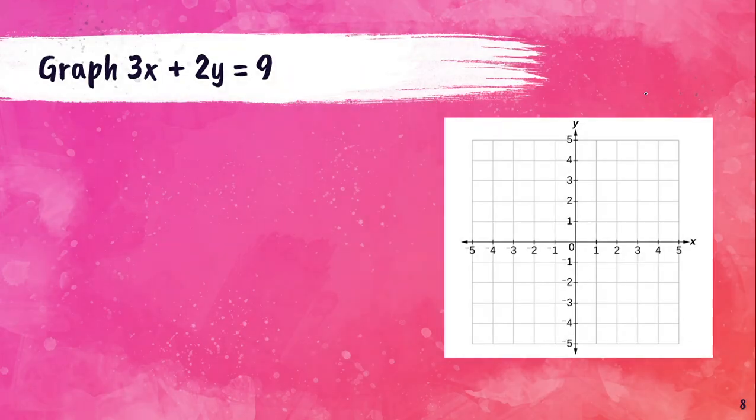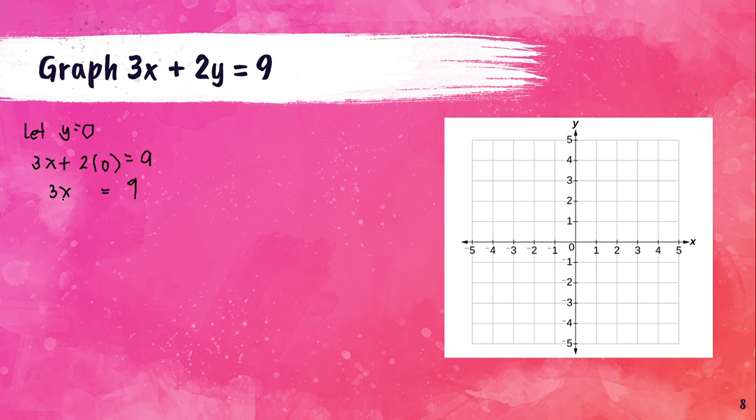Next, let's try another example. Let's graph 3x plus 2y is equal to negative 9. So again, we have to solve for the x-intercept. So let y is equal to 0. So we have 3x plus 2 times 0 is equal to negative 9. So we have 3x plus 0, so we have 3x is equal to negative 9.